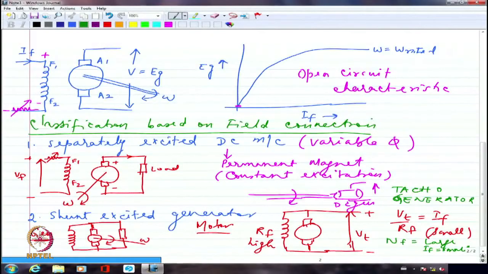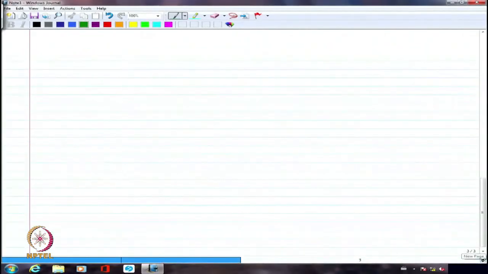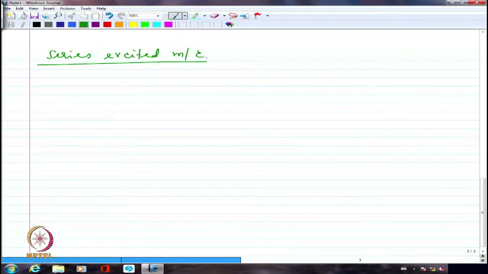The third type of connection is actually series. This is hardly ever used as a generator. Most of the time it is going to be used as a motor. Very, very rarely is it used as a generator, so I should say it is normally not used as a generator. Only as a motor it is used, but it is commonly used as a motor very often.